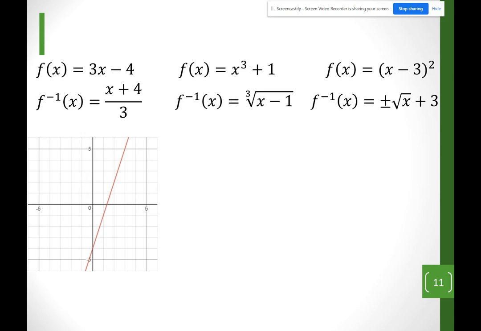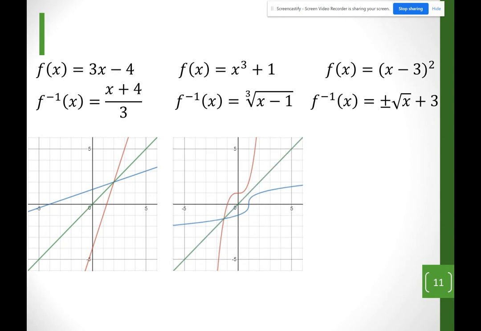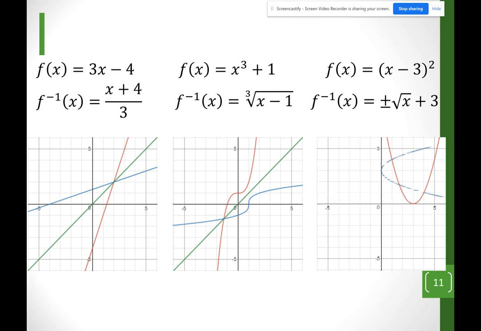But on my first one, that's f of x, that's f inverse of x, and that's the line y equals x. Notice how they reflect across the line y equals x. Looking at this other one, that's f of x in red. In blue, I have f inverse of x. And in green, I have the line y equals x. Same thing here. That's f of x, that's f inverse of x, and the line y equals x. Once again, the line y equals x is where they reflect.